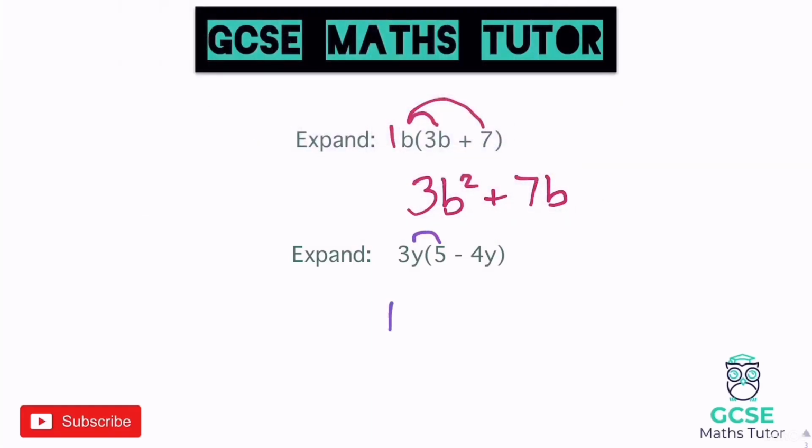On to expanding below, we have 3y times 5. 3 times 5 is 15, and we've got the 1y there, so we'll leave that as a y. And then 3y times the 4y, well 3 times 4 is 12, y times y is y squared, and then again copying that symbol as a negative.